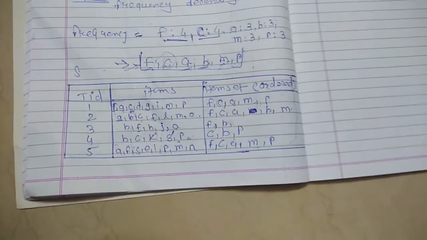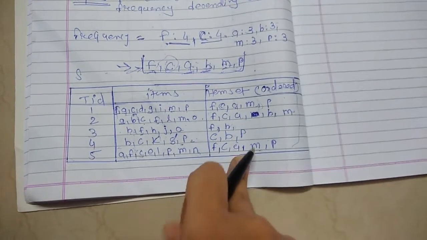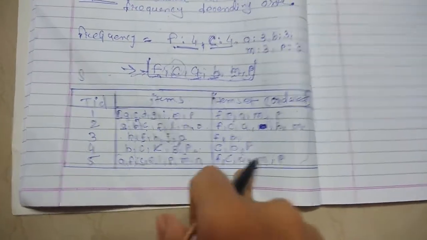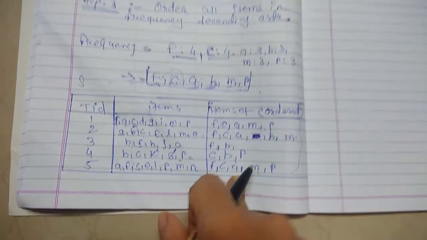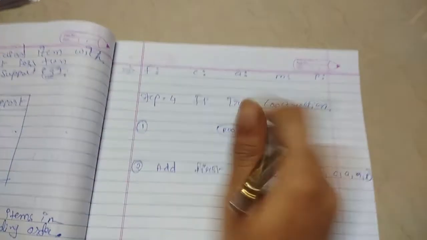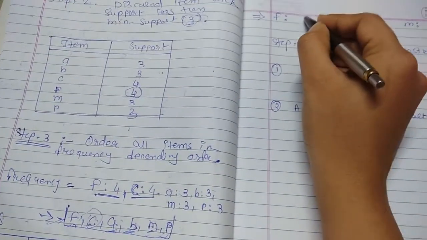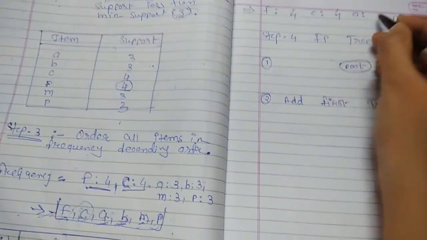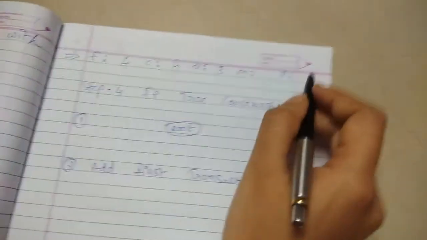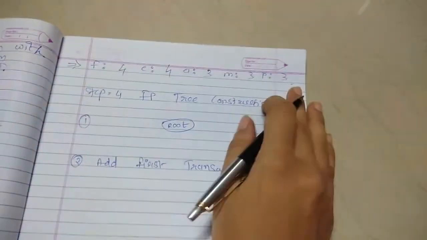Okay, so this is a very important step, because from these item sets only we are creating the FP tree. Now the next step is to count the frequency of items. So F is repeated 4 times, C is repeated 4 times, and the other items are repeated 3 times. Okay, so this is the frequency count.